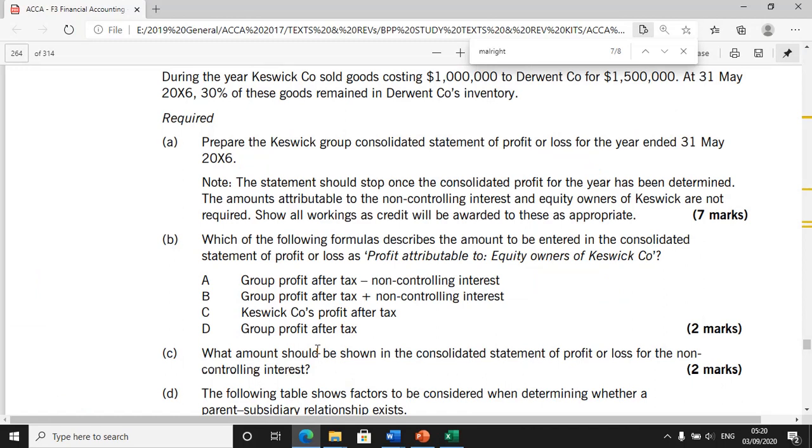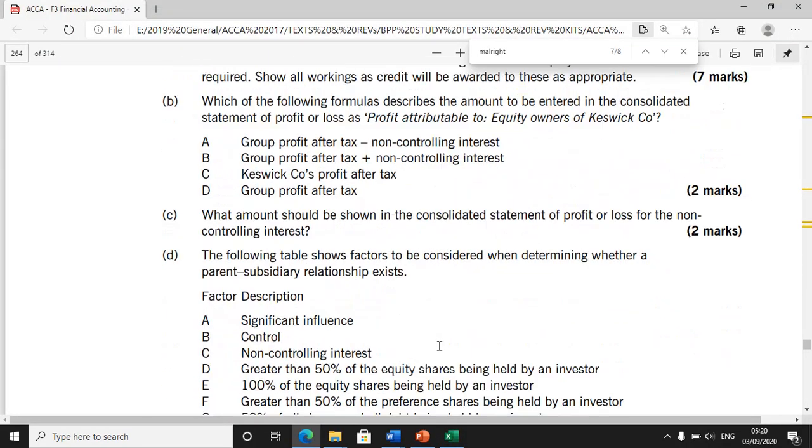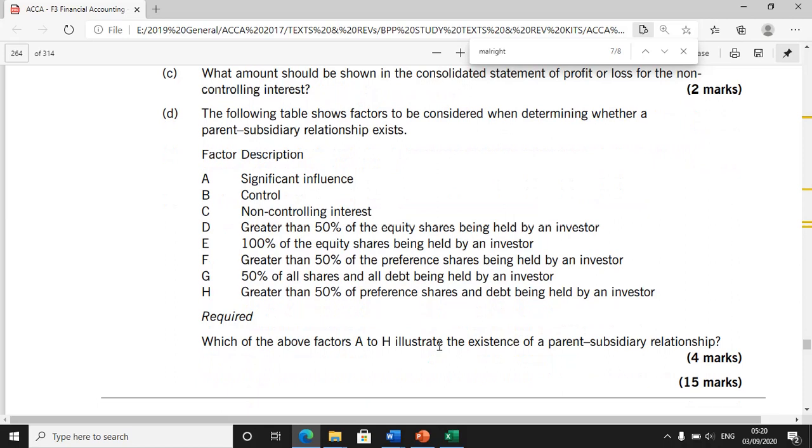Okay, next question says, what amount should be shown in the consolidated statement of profit or loss for non-controlling interest? I think we have already worked out that one. So we have got 80 there. There's no need for us to reinvent the wheel. Okay, then finally, the following table shows factors to consider when determining whether a parent-subsidiary relationship exists. So the question is, you need to identify which of the above factors, A to H, illustrate the existence of a parent-subsidiary relationship.